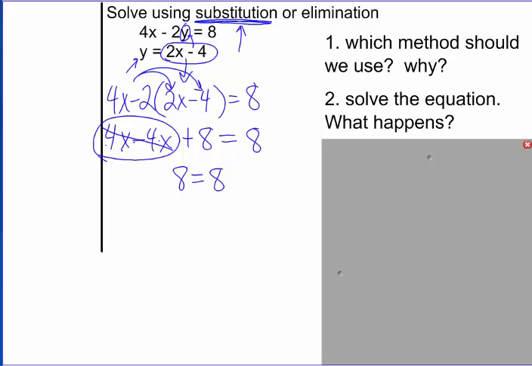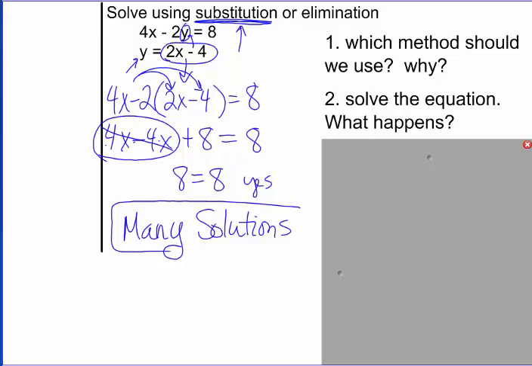We lost our variables again. So I don't have any variable. So now we look at what we have left. Does 8 equal 8? Well, yeah, it's the exact same number. 8 is always going to equal 8. So yes, this equals 8. So what kind of solution do you think we would have if we've lost all our variables and we have something that's always true? 8 is always going to equal 8. And that's an example of many solutions. So this is our many solutions example.